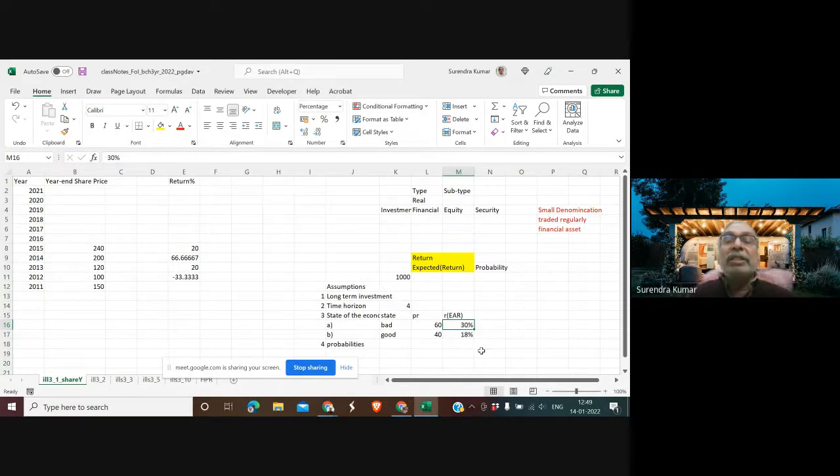So given this information that I've just posed before you, this is the information that we have got here. Can we calculate our expected return? Can someone do that, or can someone tell me what should be my next step?